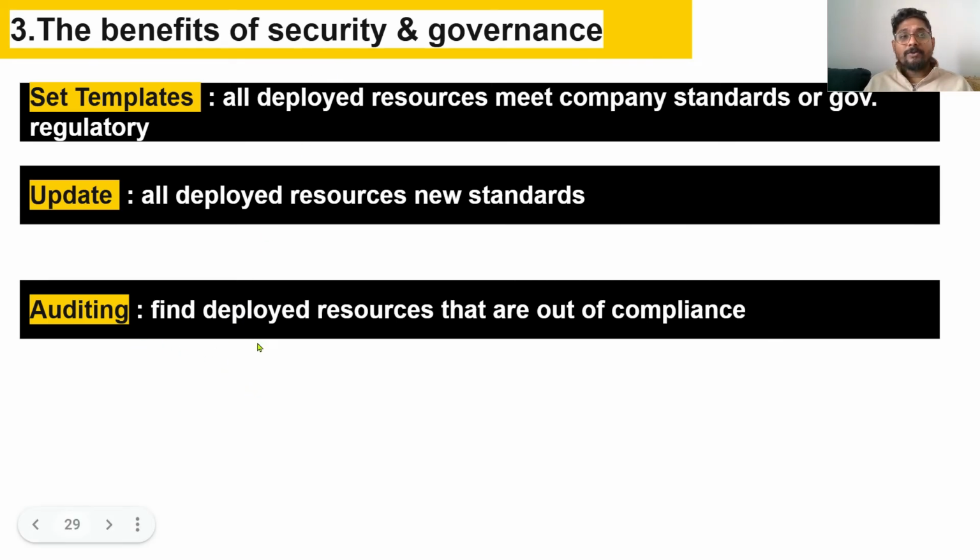Auditing. I also need to know how many resources there are. When I say resources, imagine a VM, the components inside the VM, or all the different services the cloud is offering. Now auditing: find deployed resources that are out of compliance. For example, the recent security update that came from Microsoft for Windows, is that installed on all the VMs in our company using Azure cloud services?